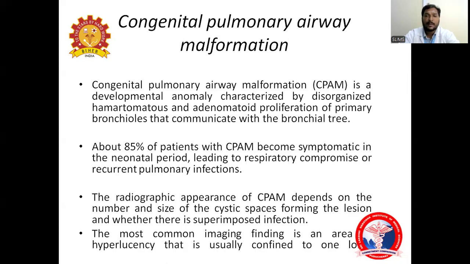The radiographic appearance of CPAM depends on the number and the size of the cystic spaces forming the lesion and whether there is a superimposed infection present or not. The most common imaging finding is an area of hyperlucency that is usually confined to one lobe, because the cystic CPAM may be localized to the involvement of a segment, leading to hyperlucency also localized to one segment.